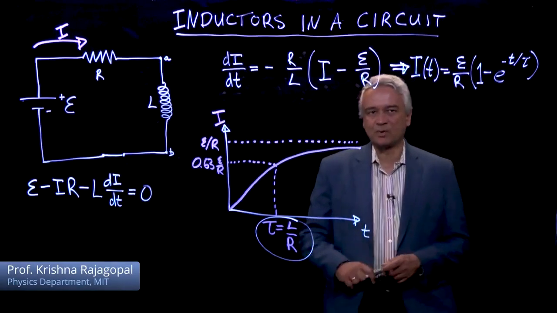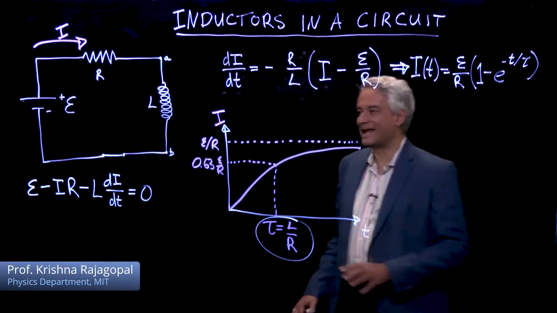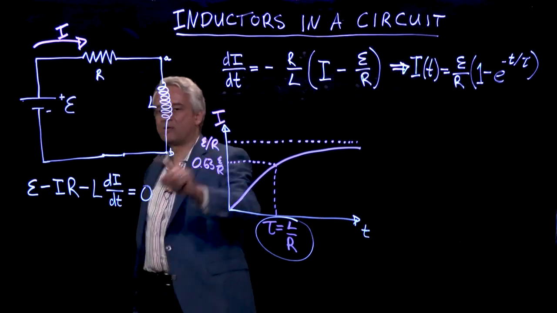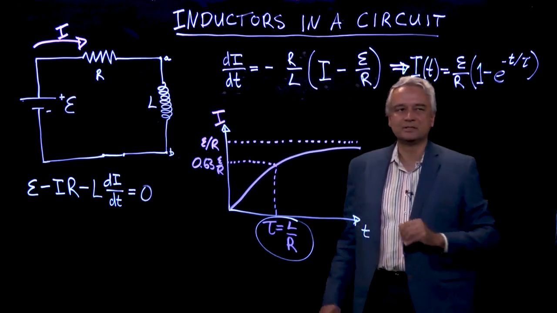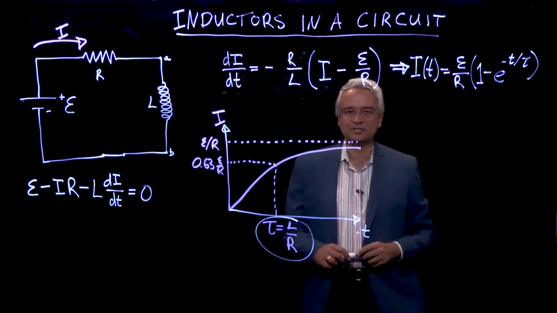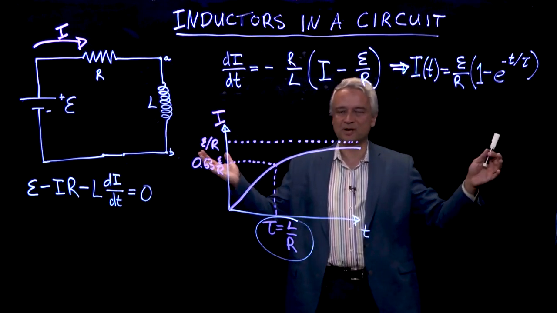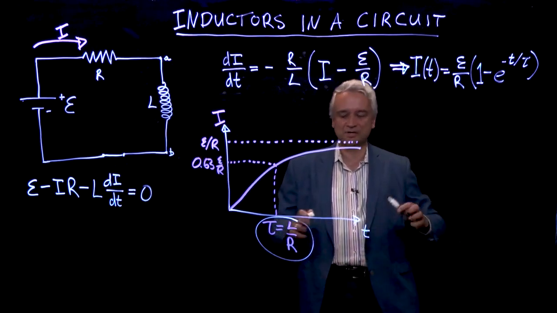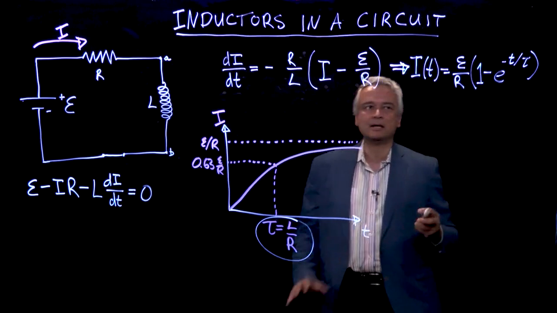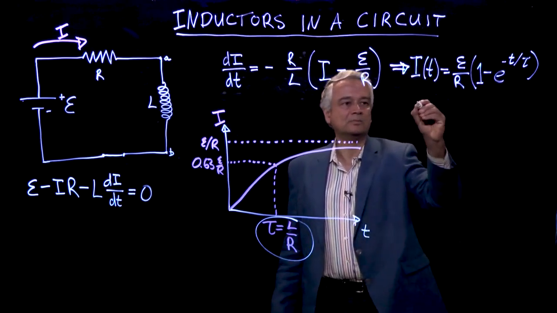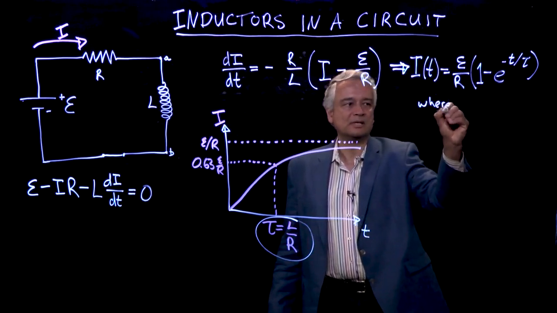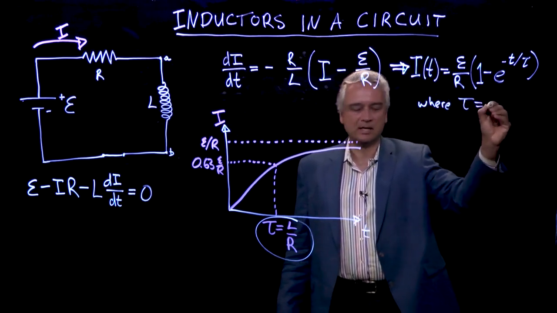Okay, so let's remember where we were. We had analyzed this circuit here. We'd walked our way around it. We'd gotten an equation. Here's my differential equation. We solved the differential equation by noticing it was the same differential equation as we had before, just I instead of Q. And here's the solution. We looked at it before. What's this tau? Well, this tau was L over R.